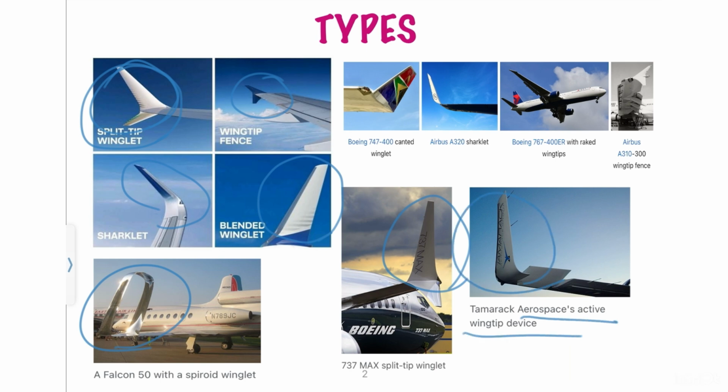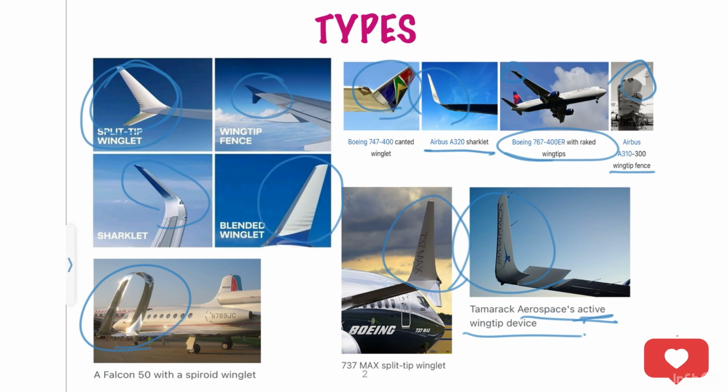This is further in the studies, the active winglet, where when you have a very high speed during the cruise time, the angle of these winglets can be reduced. I mean, they can act like a normal wing. So these kinds of active winglets are also there. Canted winglet, Airbus A320 sharklet, Boeing raked winglet, as you can see at the end, and this is the A310-300 Airbus wingtip fence. So you can say that's a raked winglet also.